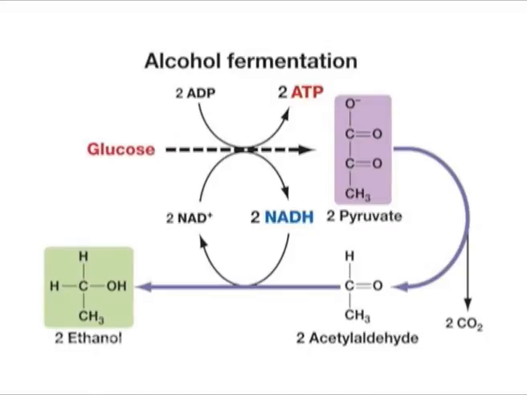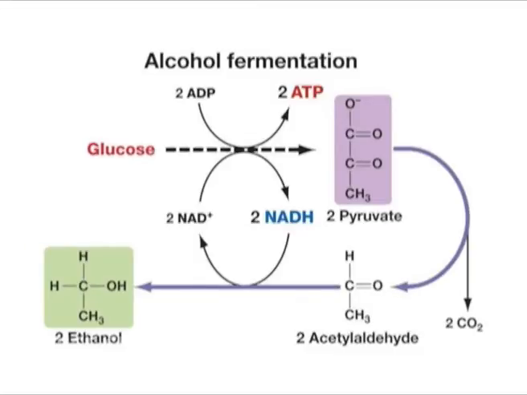The third major route of pyruvate catabolism is ethanol or alcohol fermentation. In some plant tissues and in certain invertebrates, protists and microorganisms such as brewer's or baker's yeast, pyruvate is anaerobically converted to ethanol and carbon dioxide.